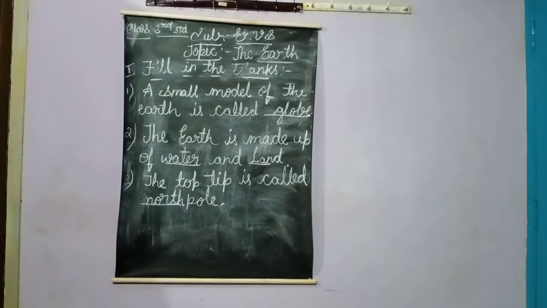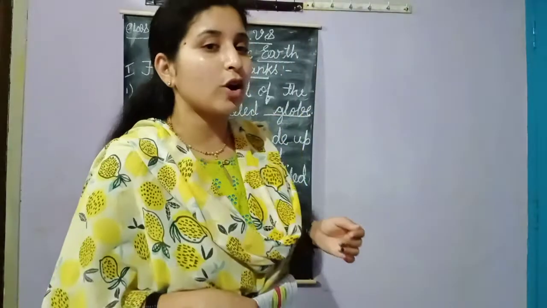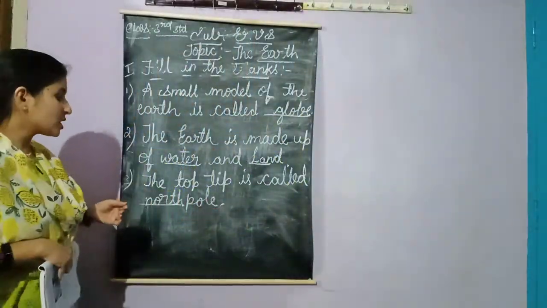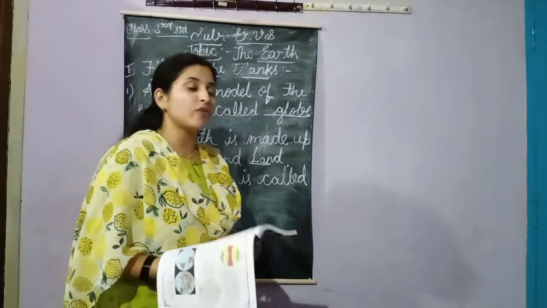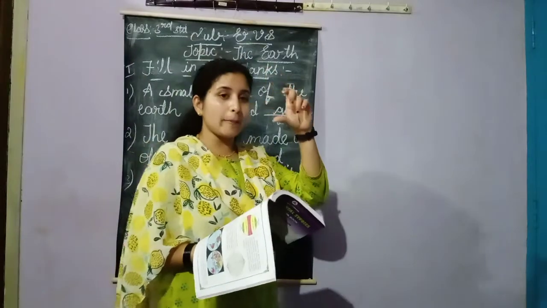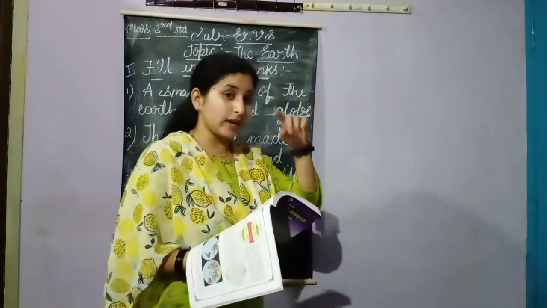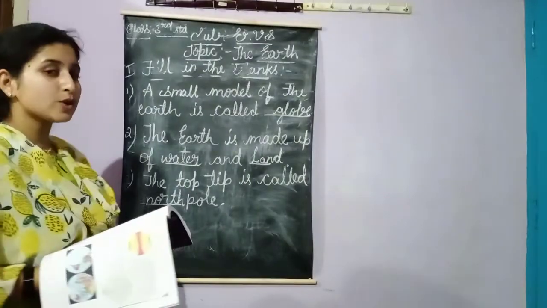Earth is in which shape, children? Earth is in spherical shape. It has two flat tips. Top tip is called north pole and bottom tip is called south pole. Understood? The best example for Earth is an orange. If you observe the flat top and bottom tip, you can feel flat tips. In the same way, Earth also has two tips.